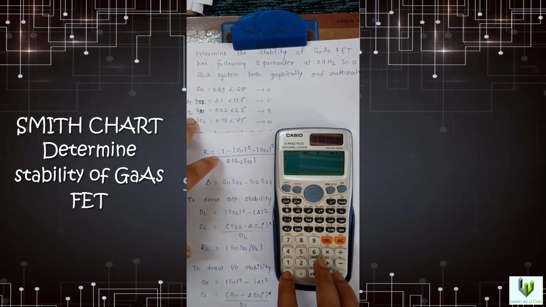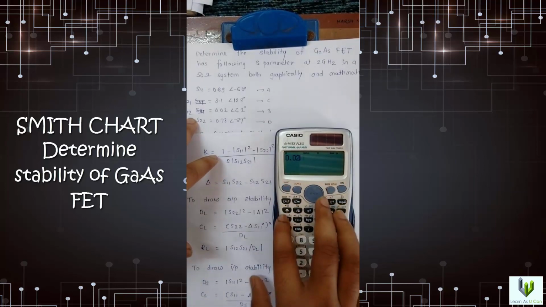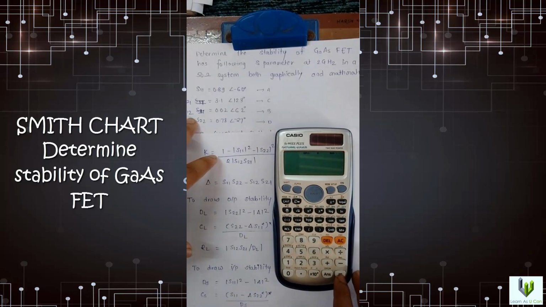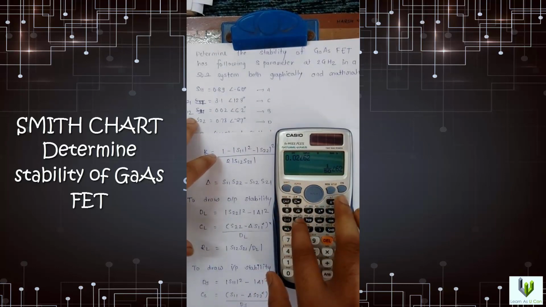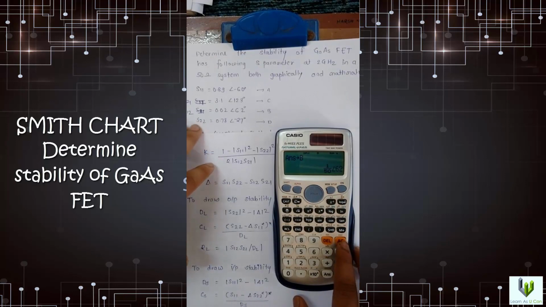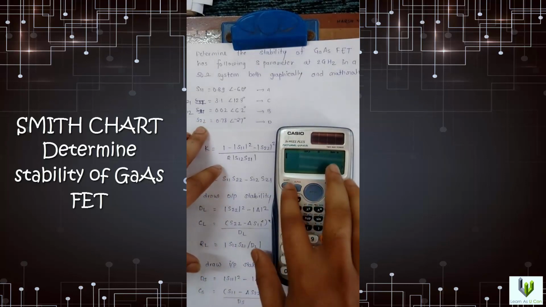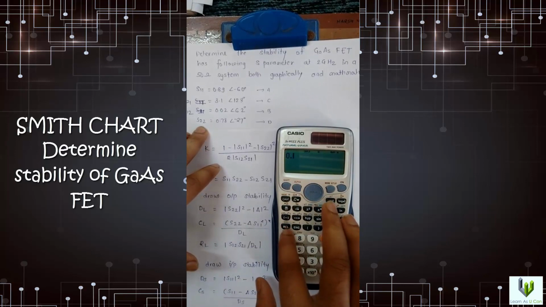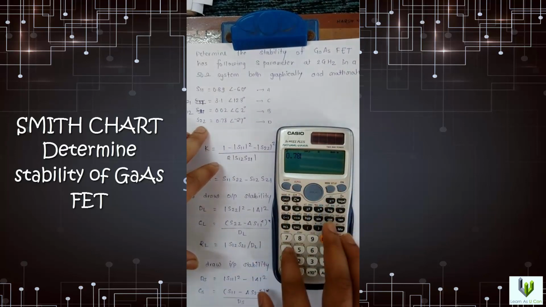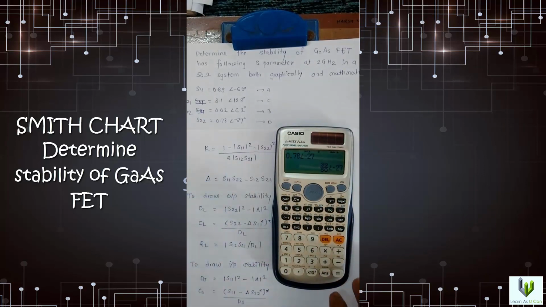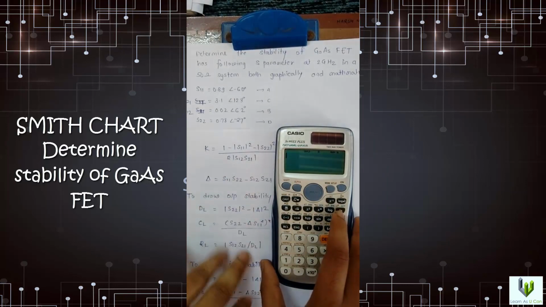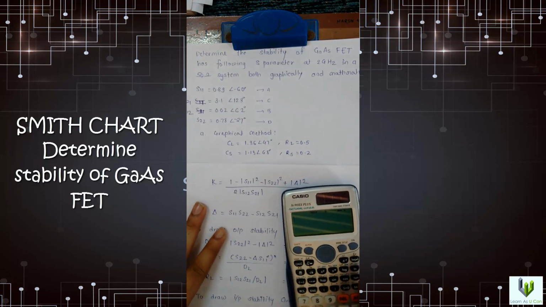For the next result, 0.002 shift angle 62, shift store to B. Then for 0.78 shift angle minus 27, shift store to B. Okay, now you have to calculate this CS, CL and all the results.